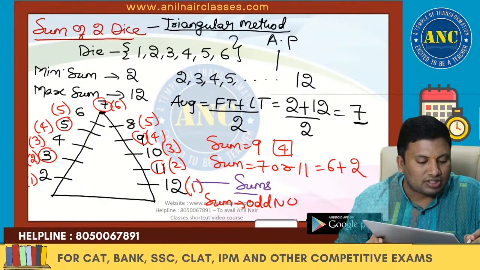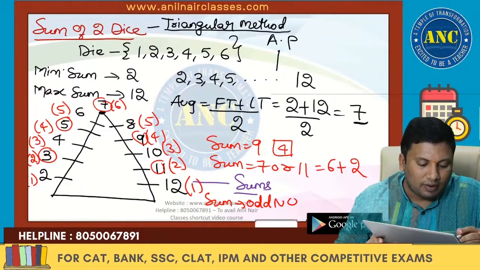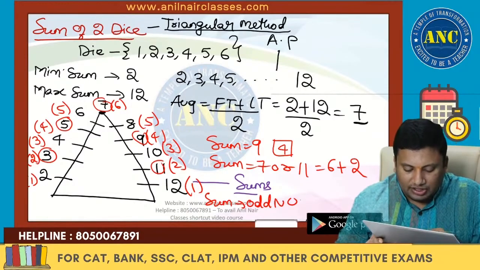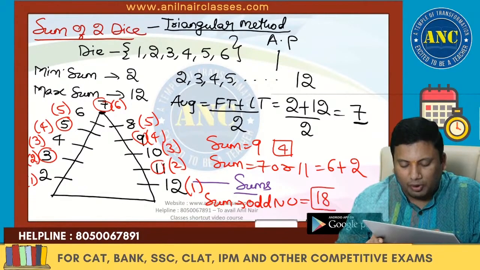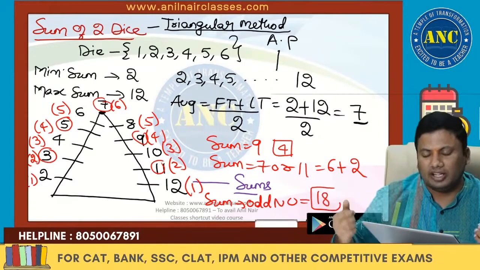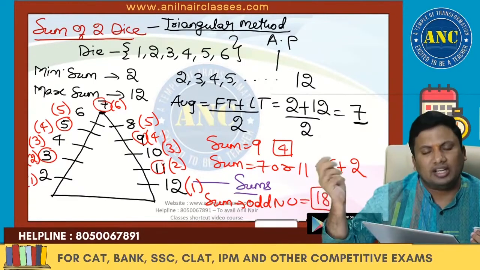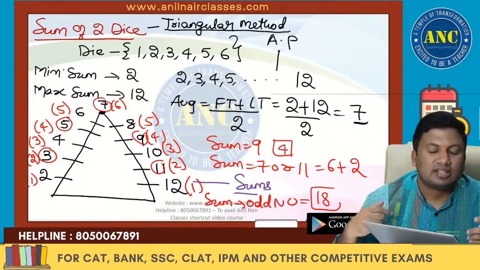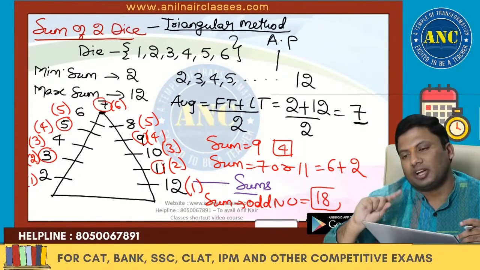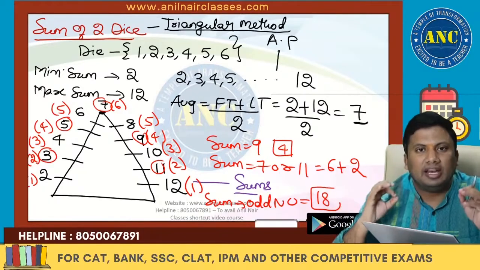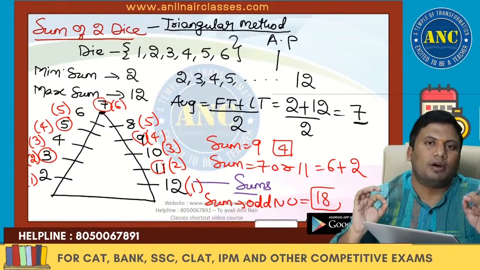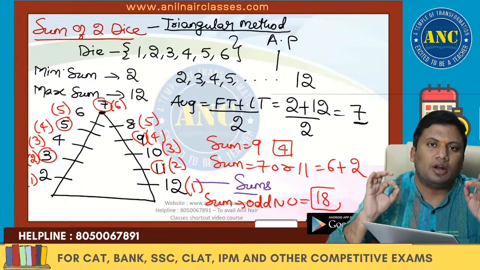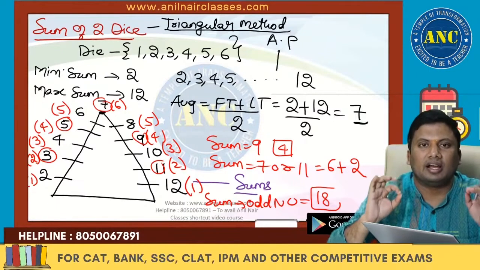2 plus 4 is 6, 6 plus 6 is 12, 12 plus 18... the count is 18. The probability of getting an odd sum is half. If I roll 2 dice, 6 into 6 is 36, so it has to be 18. The same applies to an odd number, an even number, multiples of 2, or prime numbers. Any question based on the sum of 2 dice can be solved by using this triangle concept.